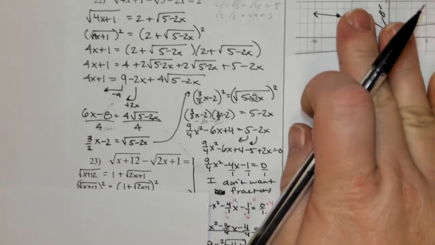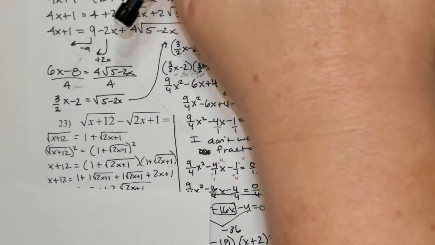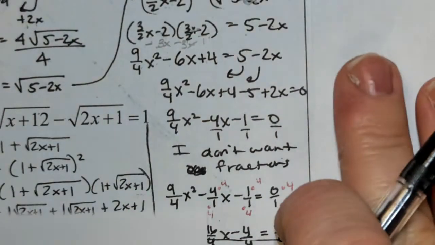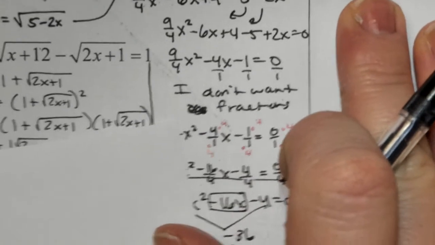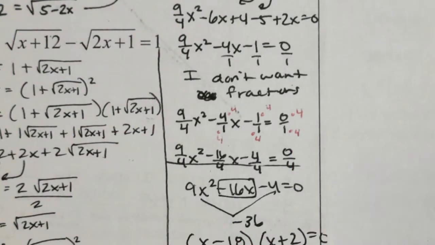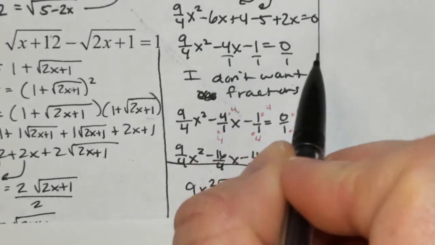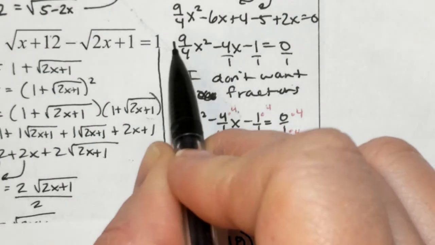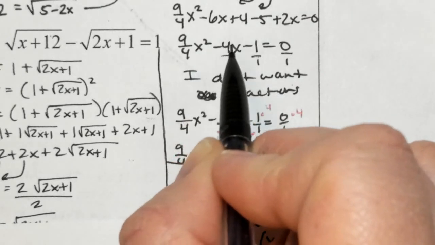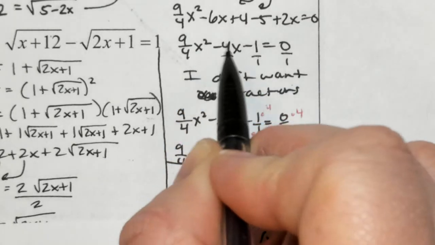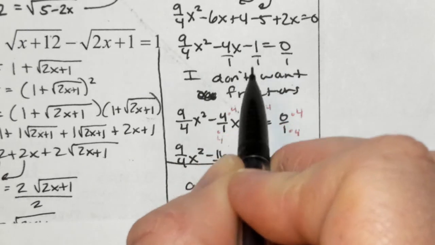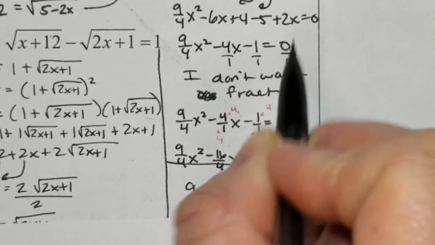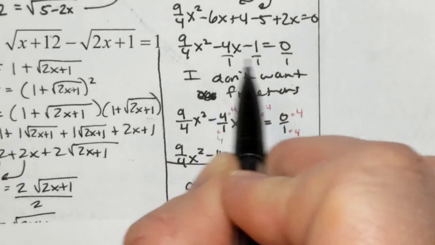I don't like working with fractions, and many of you don't as well. So how can I solve this and not have to work with fractions? You learned this prior to Christmas break. So we can eliminate the fractions by finding a common denominator when you have an equation. So I have 9 over 4, negative 4 over 1, negative 1 over 1, and 0 over 1. There's nothing left on the right. Okay, 4, 1, 1, 1.